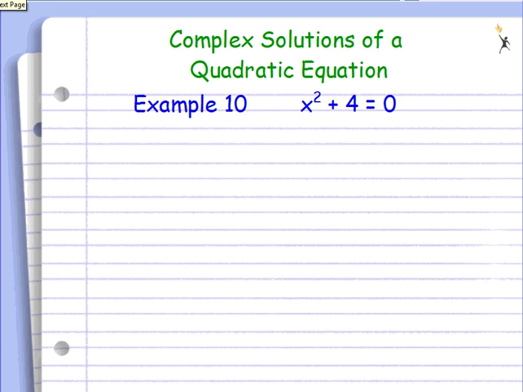Let's talk about your complex solutions of your quadratic equations, okay? So if I had an x squared plus 4, and I asked you to solve, if you're trying to solve, you're trying to get x by itself. So what would you do first? Subtract the 4. So you would have x squared equals negative 4. Square root it, so x is equal to the square root of negative 4.